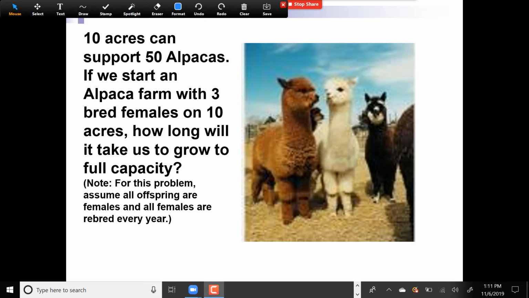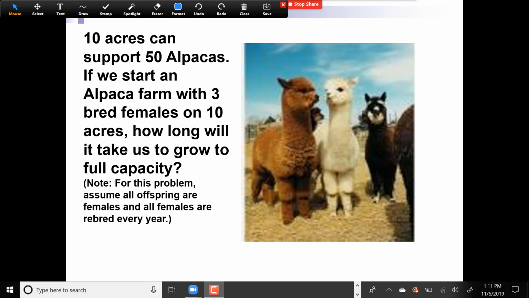Now, the first situation we're going to take a look at deals with these alpacas. We're going to pretend that we have a 10-acre farm, and you can typically have about 5 alpacas on an acre and not have to feed them that much, because if you have grass, they'll eat the grass. And so 10 acres can support 50 alpacas.